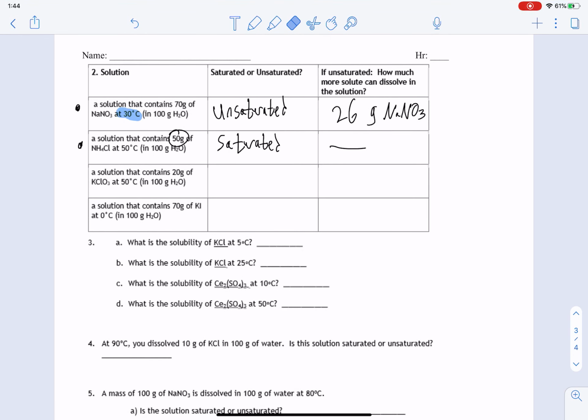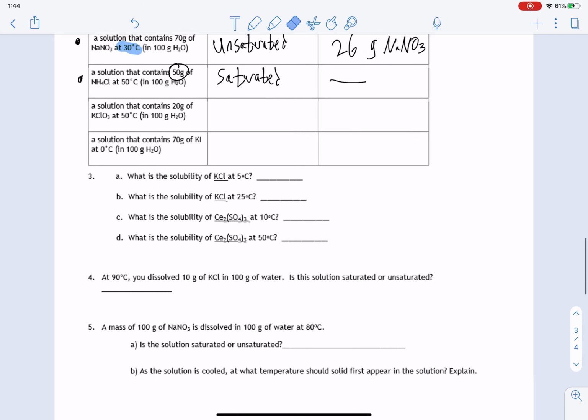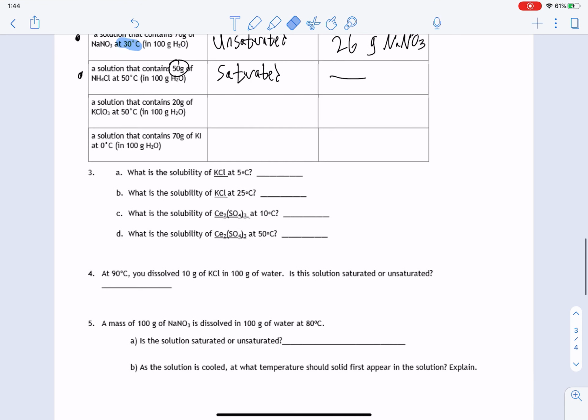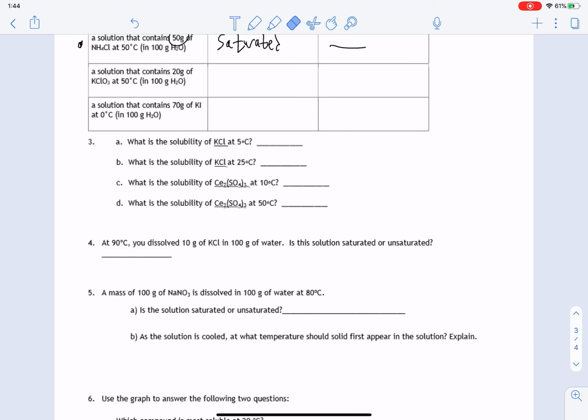All right, so hopefully that kind of addresses all of the ways to answer this graph. Think about saturated and unsaturated. Make sure you can read the graph properly. And if you have any other questions, let me know throughout the week.